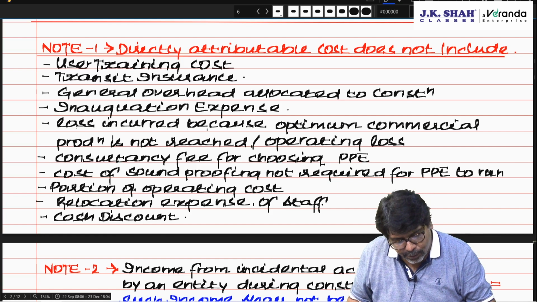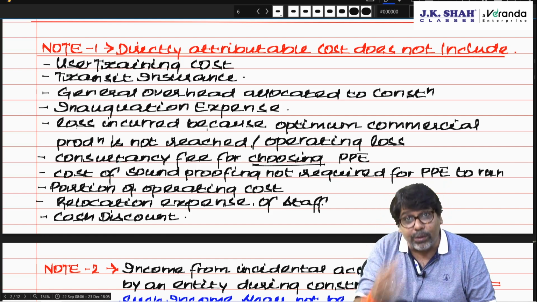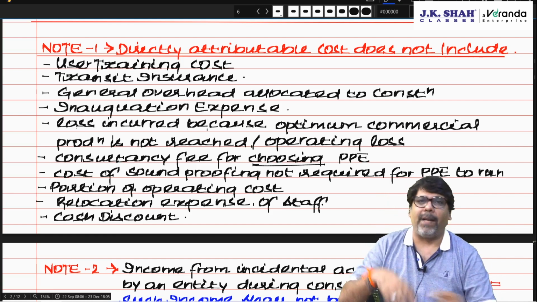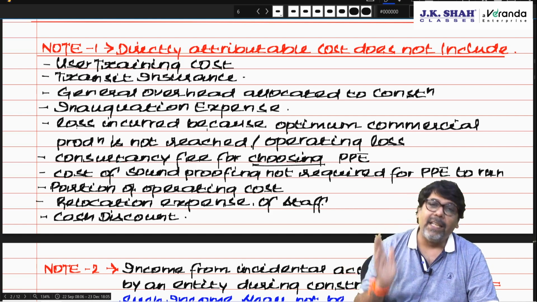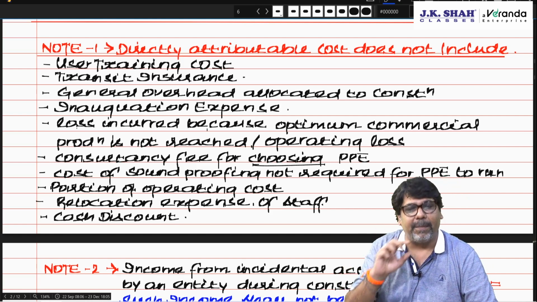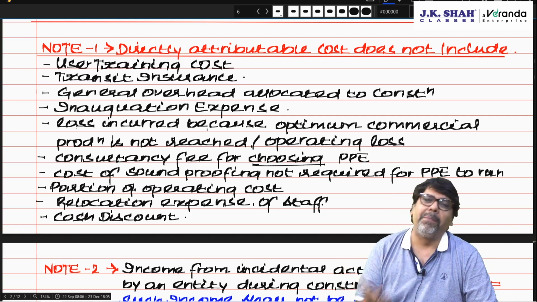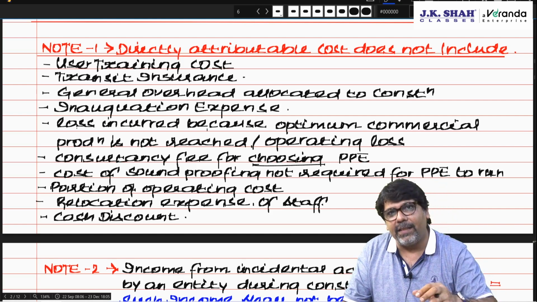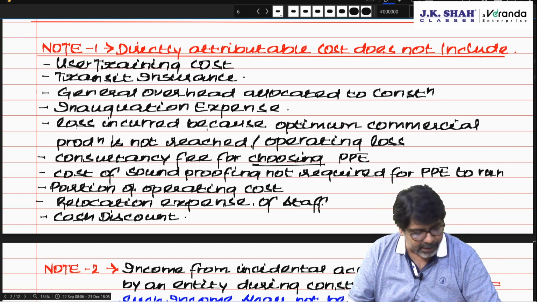Consultancy fees for choosing a PPE. Consultancy fees after the PPE is chosen. When a broker or consultant helps you choose a plant and machinery, or a vehicle, or a property, you have kept a consultant. His fee should not be capitalized, because after you pay him, you may not buy that asset. So any expenditure incurred on consultancy fees for acquiring the asset should not be added to the cost of the asset.